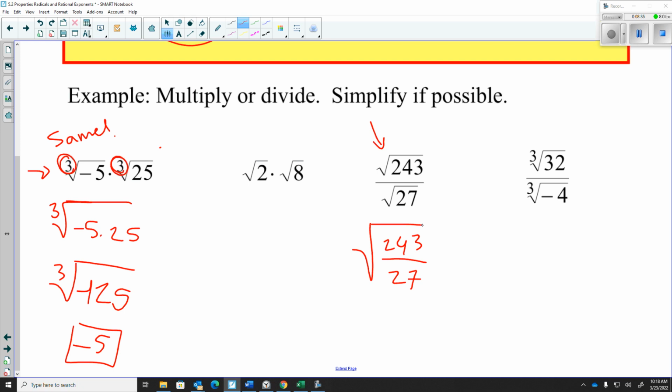243 divided by 27, it's 9. So square root of 9. Well, that's easy. What's the square root of 9? 3. So you don't need a plus or minus here because we're not solving. It's a good idea, but since it's not like equals something, you don't need to add plus minus. Okay? Does this make a little bit of sense? All right, try these two on your own. Ready, set, go.